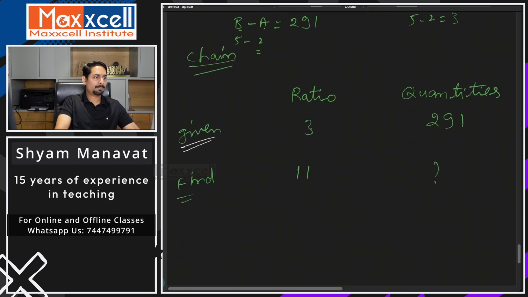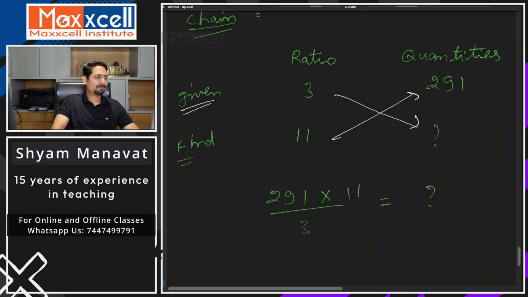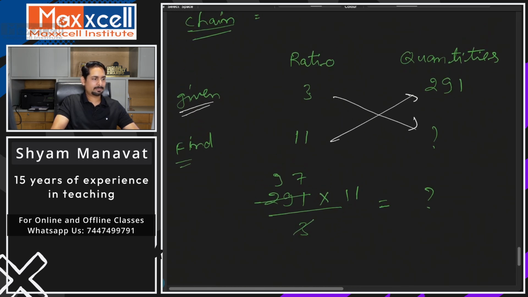Now, just apply chain rule, cross multiplication. So 291 multiplied by 11 divided by 3 will get you this question mark. Simplify. Okay, multiply 97 with 11. What will you get?